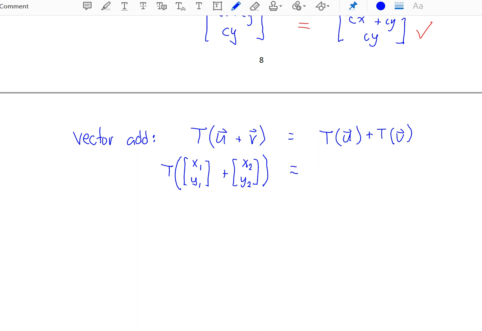While on the right hand side we want to look at, well, let's just do one side at a time. Just make this easier. Let's look at just the left side first. So if this is the left side, maybe the first thing we'd want to do is add the two vectors together to have x1 plus x2, y1 plus y2. And now we'll apply T to this vector, which will be multiplying by this matrix.